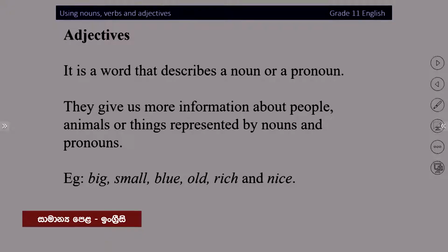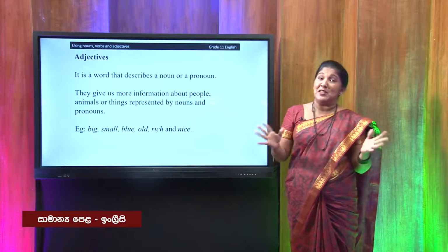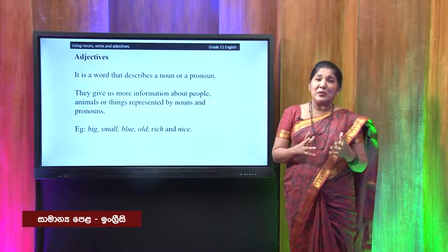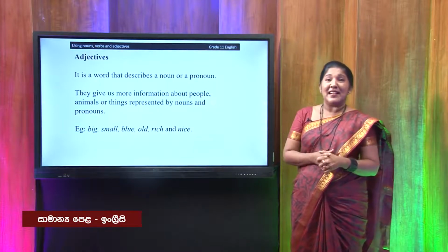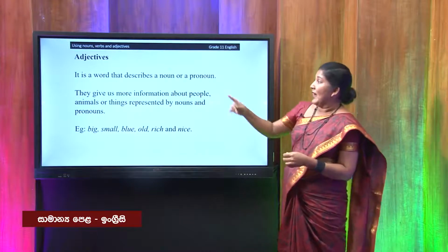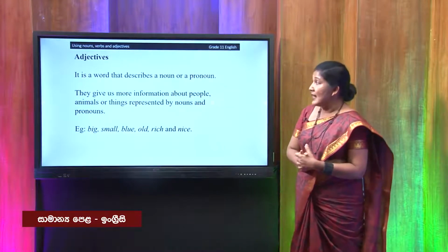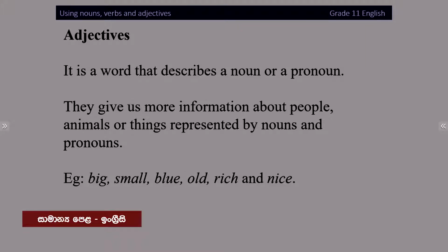The adjectives. The adjectives are really good to use in a sentence because they give special information and they also give a beauty to the sentence. And when you use them, anyone would like to read your sentences. So, children, let's look at it deeply. An adjective is a word that describes a noun or a pronoun, and you describe it more. And they give us information about people, animals or things represented by nouns and pronouns.